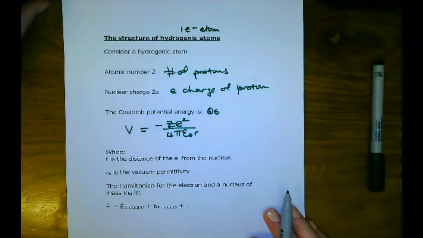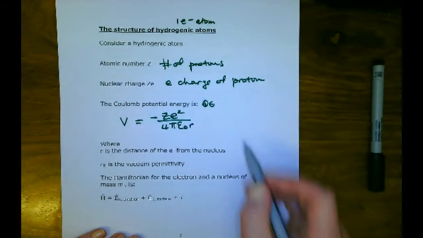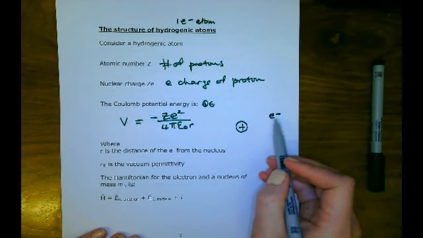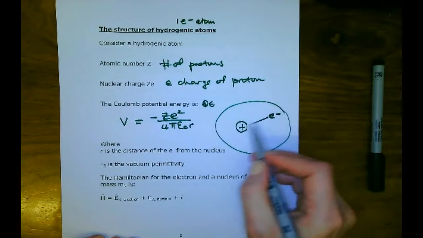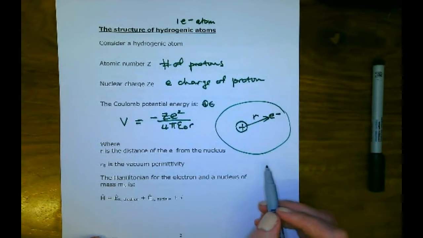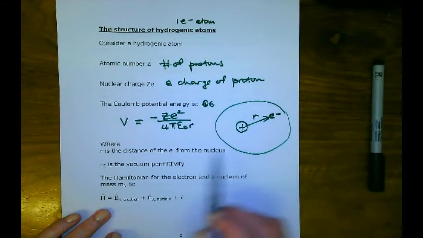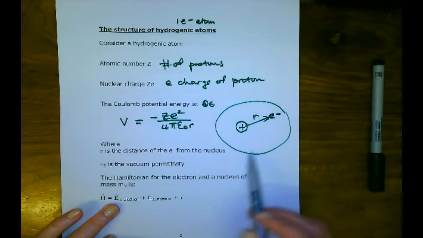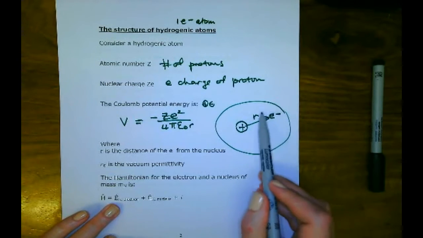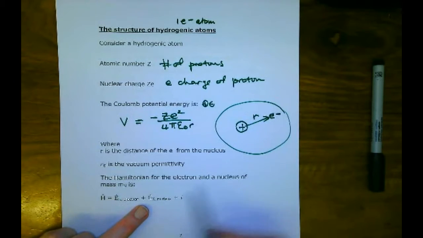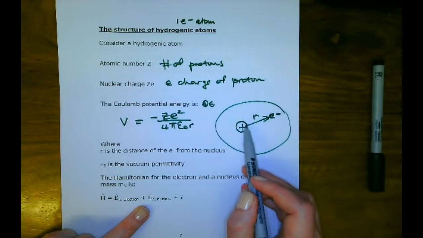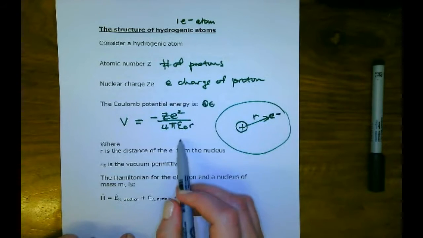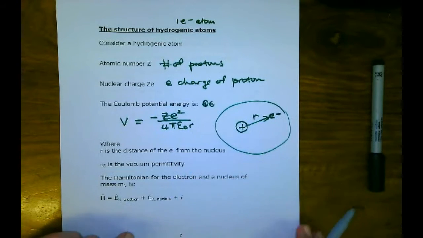If you want to write the Hamiltonian for the electron and the nucleus, there we have the nucleus, there we have the electron. It's a one electron system. Here's our atom. That's the distance between the nucleus and the electron. The Hamiltonian includes the kinetic energy of the electron, the kinetic energy of the nucleus, as well as the potential energy between the two, which is a positive-negative potential energy.